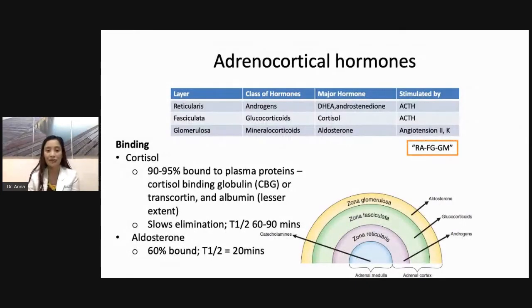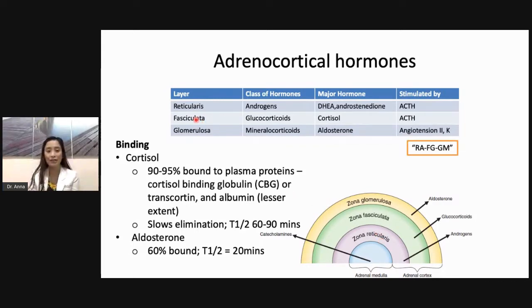So you have your zona reticularis. Let me just change my pointer. Our adrenal gland has two major layers: your outer cortex and your inner adrenal medulla. And of course, your adrenal cortex is composed of 3 layers: your outer glomerulosa, middle fasciculata, and your inner zona reticularis. Each layer has a predominant hormone that is secreted.